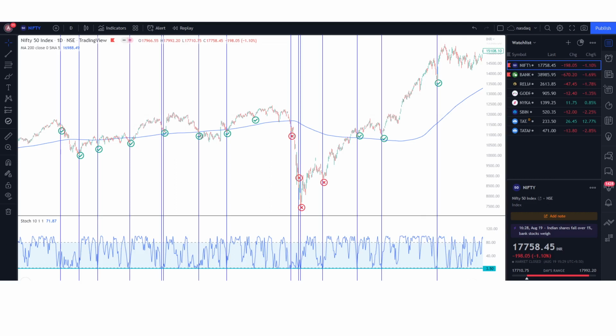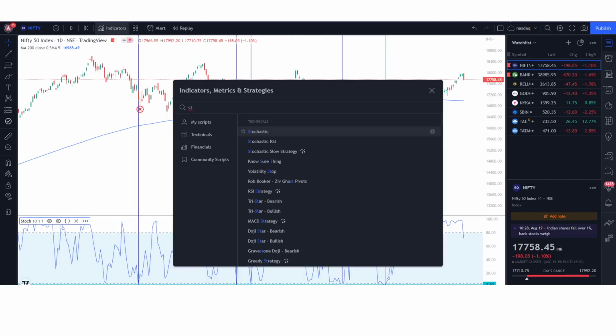Now, in this particular system, what we have to do is first select two indicators and change their settings. So let us look at the indicators that we are going to use. The first indicator that we have to use is called stochastic. Just click on the indicators tab and select stochastic and it will be applied.